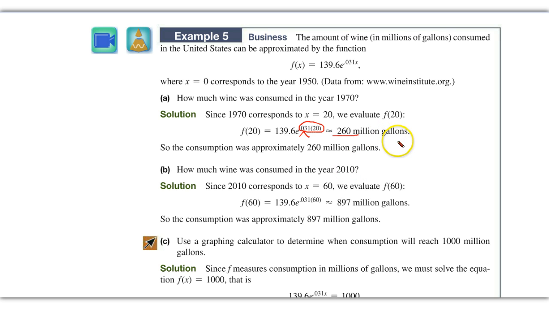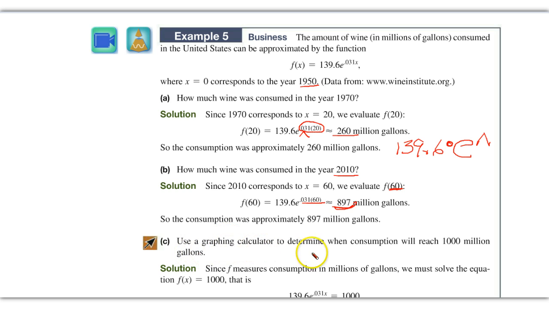Ooh. How about in the year 2010? Well, we go from 1950 to 2010, that's 60 years. So again, you might want to multiply 0.30 times 60 and get a value. Then you're going to go 139.6 times e in your calculator, caret, and then put this product in there, and you see it's this.